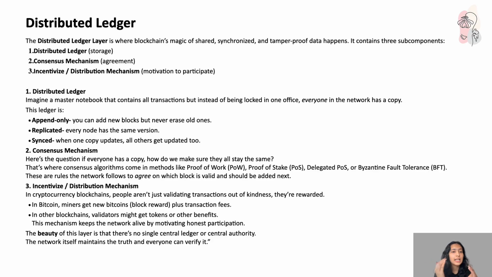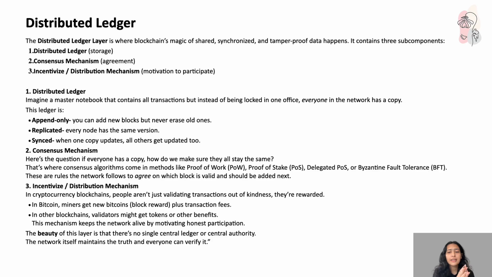Then, coming to the last one, incentive or distribution mechanism. In cryptocurrency, people aren't just validating transactions out of kindness. No, they are rewarded. In Bitcoin, miners get new Bitcoins, the block reward, plus the transaction fees. In other blockchains, validators might get tokens or other benefits for validating a transaction. And this mechanism keeps the network alive, because if there is no motivation for somebody to do a work, they won't do that work.